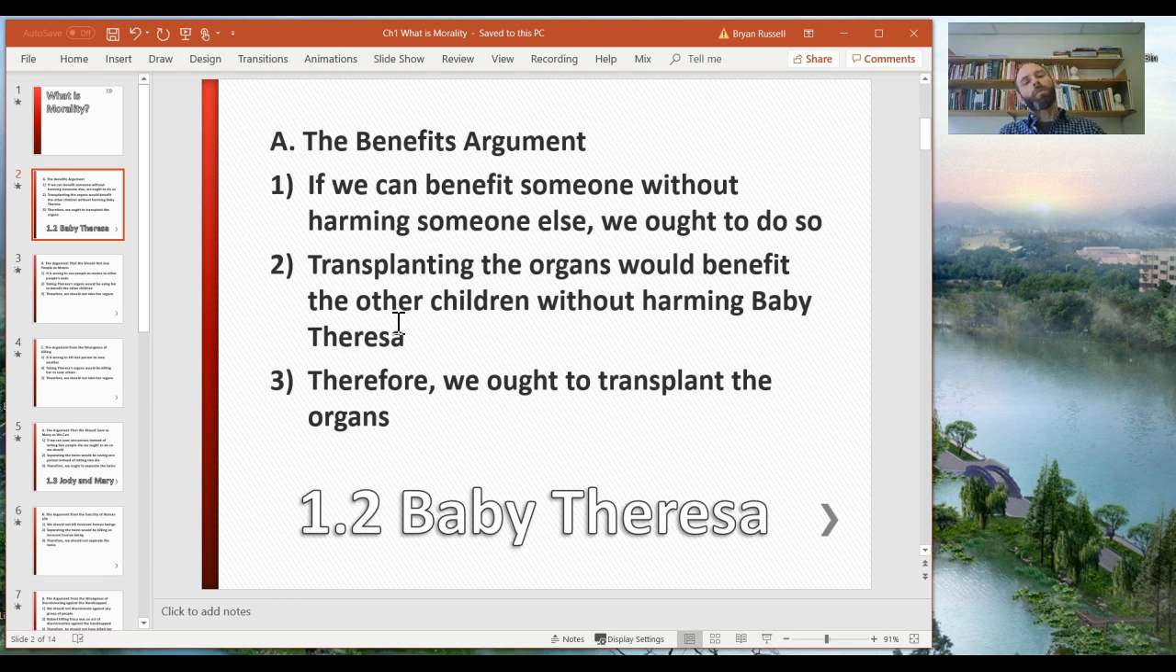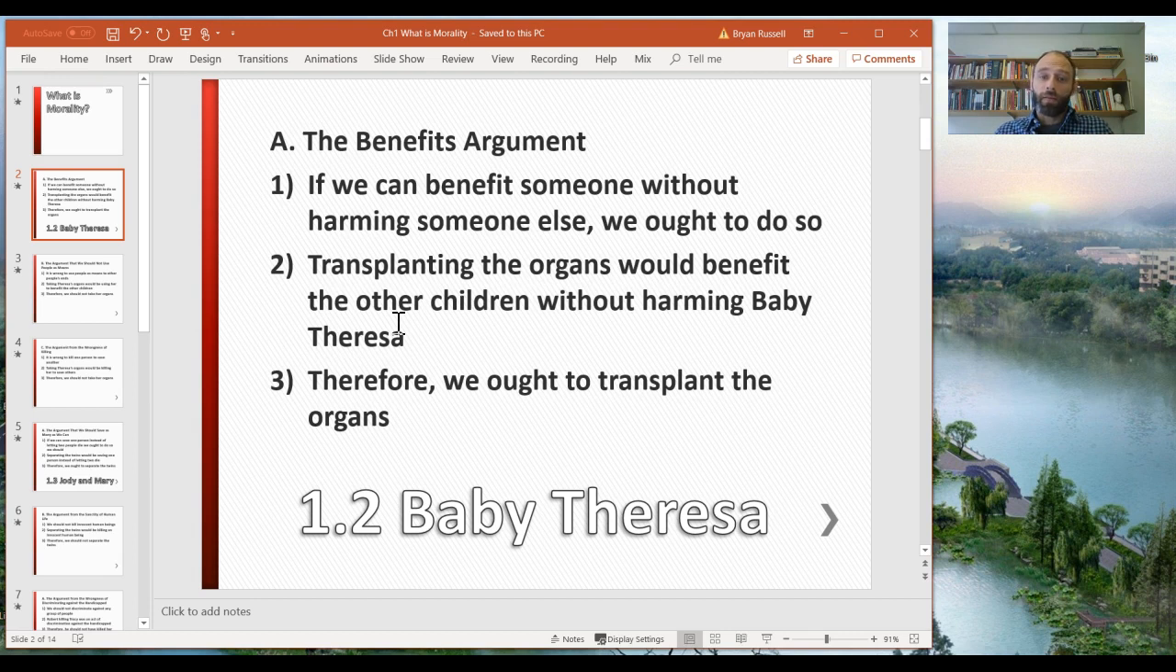All right, so the first argument that Rachels considers about this case is the benefits argument. The benefits argument goes like this: if we can benefit someone without harming someone else, we ought to do so. Transplanting the organs would benefit the other children without harming baby Teresa. Therefore, we ought to transplant the organs. So this argument focuses on the good, the benefits that can come out of harvesting and distributing baby Teresa's organs to the other babies that can use them.